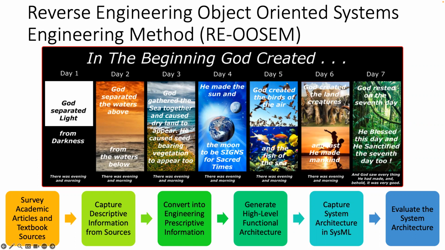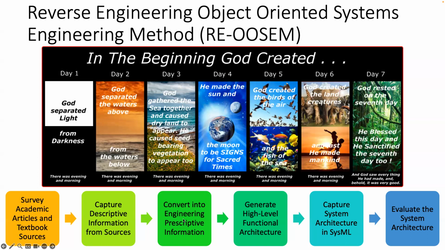So real briefly though, first of all, you survey the academic literature and textbooks for information on the biology. So this is trying to focus on how we look at biological systems. Then you want to be capturing this information in descriptive information, which is typically what is done in biological exploration: you describe things.